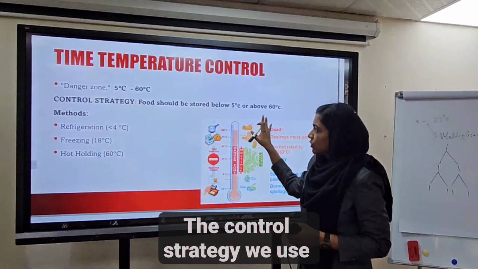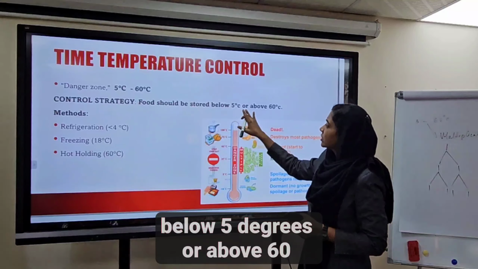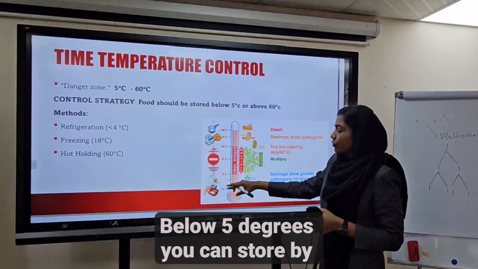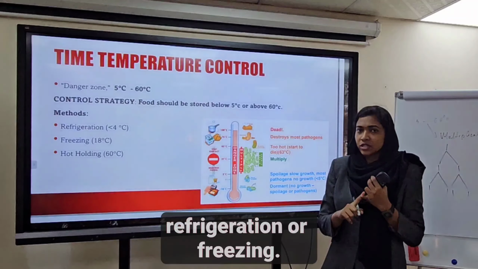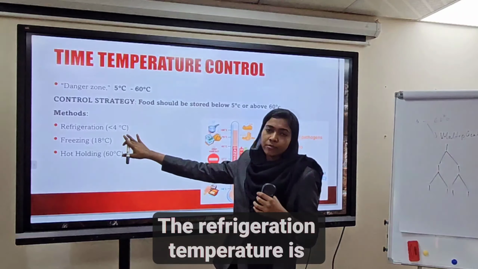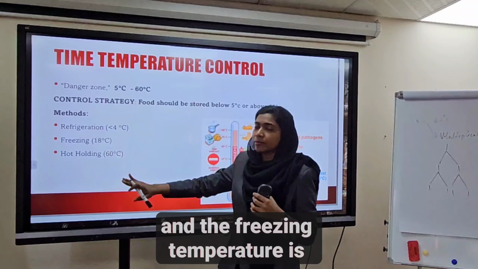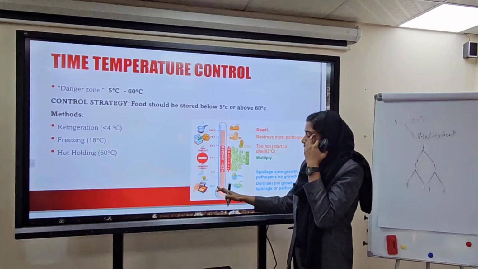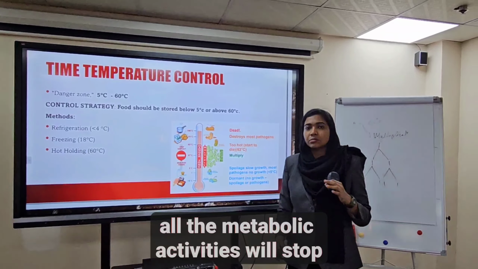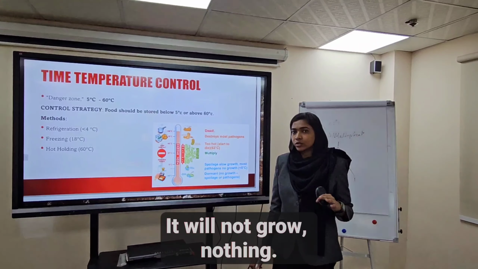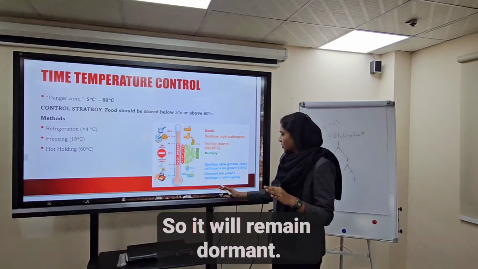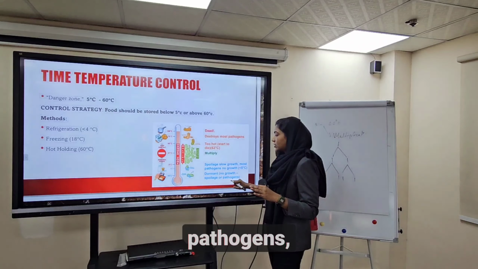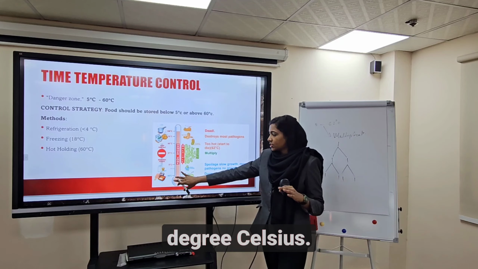The control strategy we use here is food should not be stored below 5 degrees or above 60 degrees Celsius. How to store below 5 degrees Celsius? Below 5 degrees you can store by refrigeration or freezing. The refrigeration temperature is less than 4 degrees and the freezing temperature is minus 18 degrees Celsius. At minus 18 degrees Celsius, all the metabolic activities of the microorganisms will stop. It will not grow, nothing. So it will remain dormant. No growth, spoilage or pathogens. Nothing will happen at minus 18 degrees Celsius.